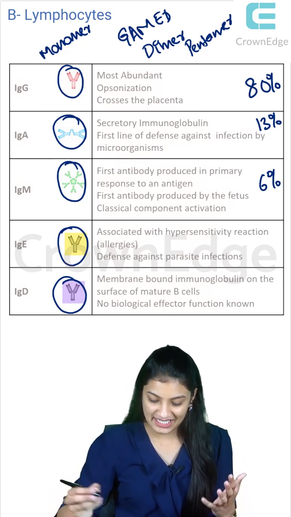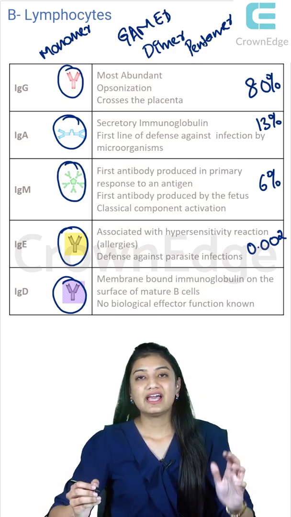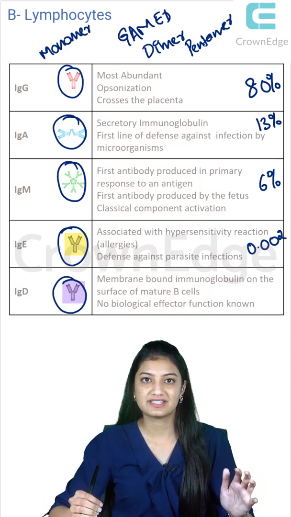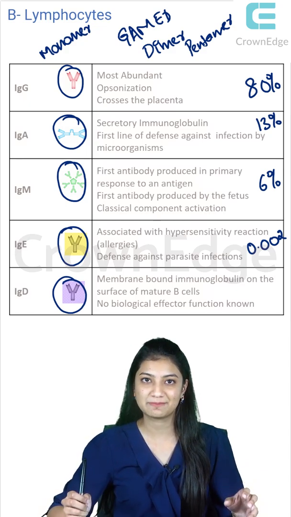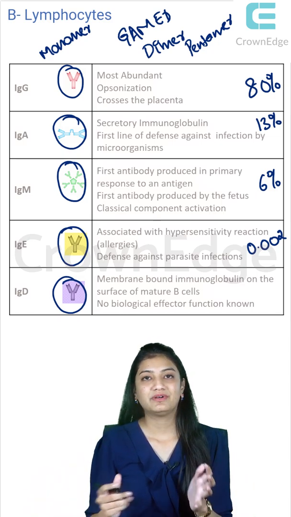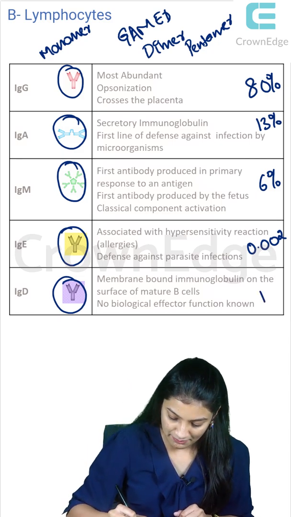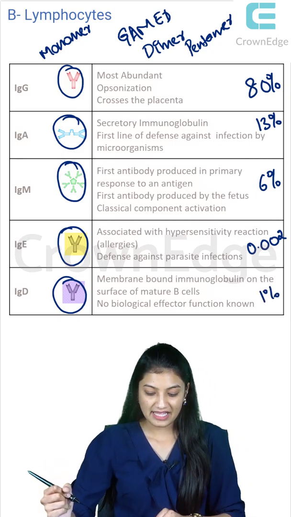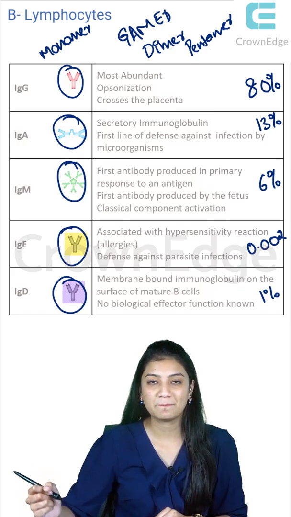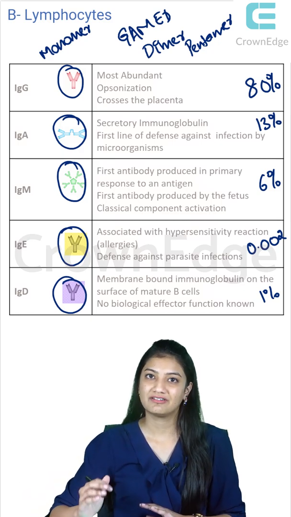Then IgE, they are less, 0.002%. They are associated with hypersensitivity reactions, and they are the ones which are responsible for defense against parasitic infection. So remember hypersensitivity and parasites. IgD, they make up to 1%, and they are membrane-bound immunoglobulins on the surface of mature B cells. The exact function of IgD is not clearly explained.